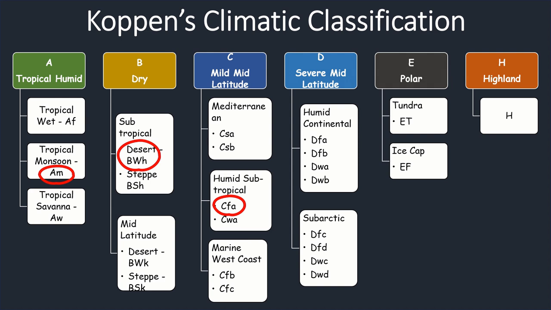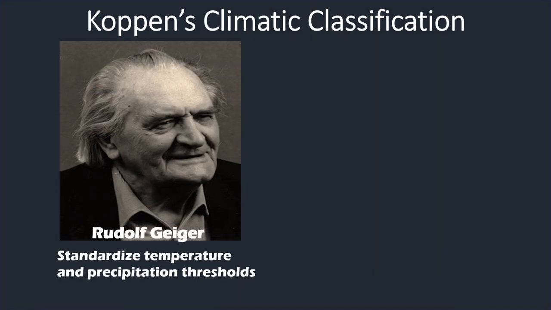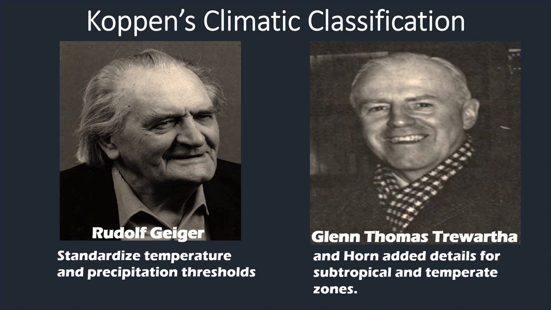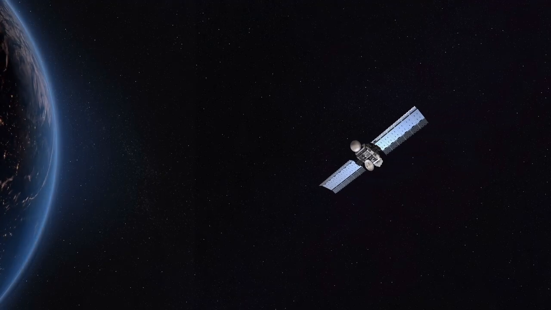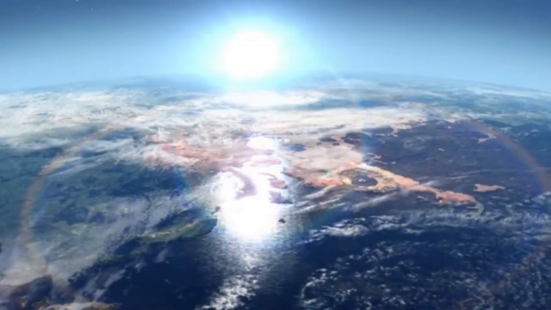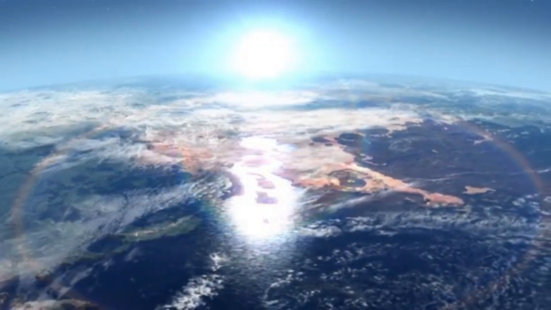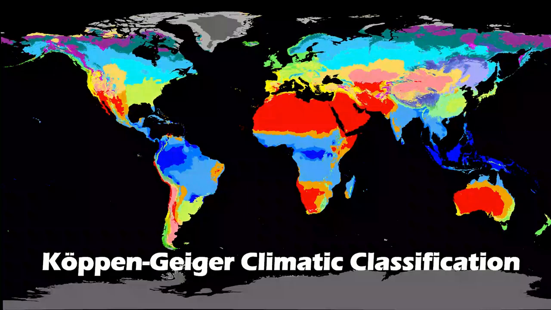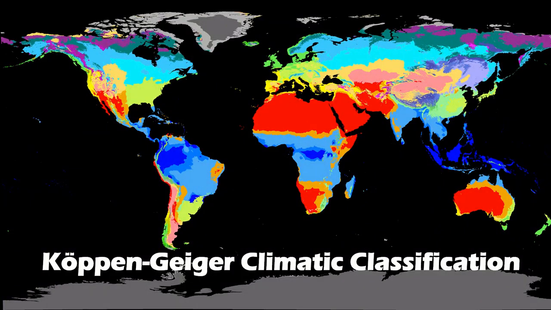However, this system was made more perfect by some modifications. Rudolf Geiger helped standardize temperature and precipitation thresholds. Trewartha and Horn introduced additional detail for subtropical and temperate zones. Today, digital datasets and satellite imagery allow for climate mapping over oceans and remote regions. These updates form what we now call the Köppen-Geiger classification, widely used in modern climatology and global environmental assessments.